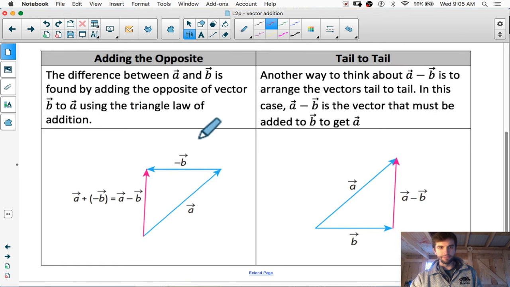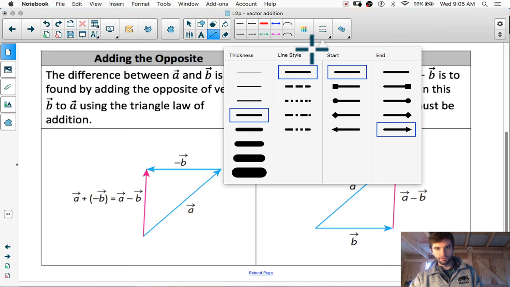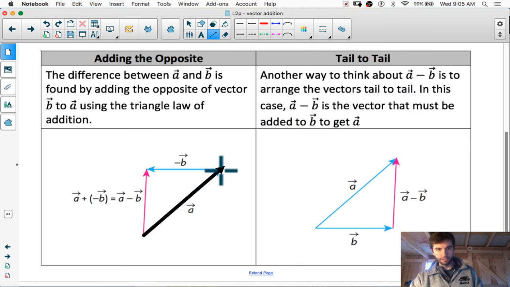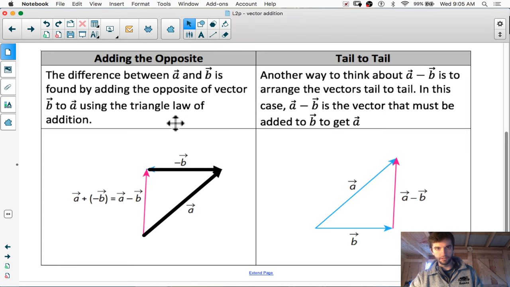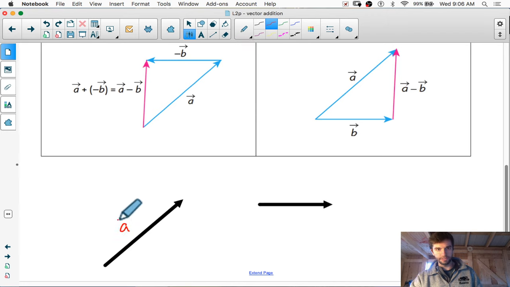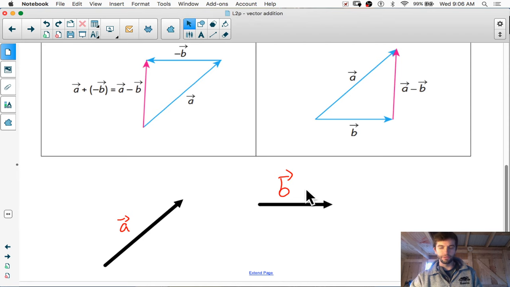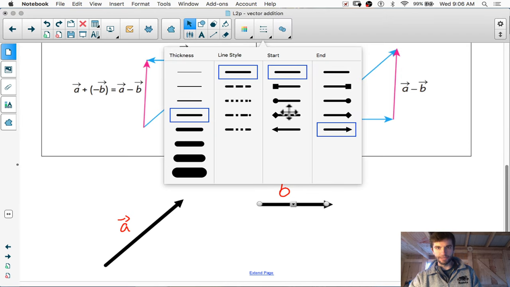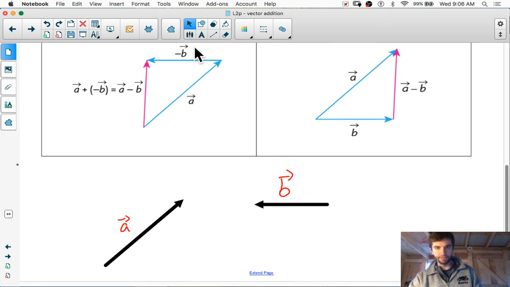So in this case, if we have vector A and B, let me just draw those below again. Here's vector A, and vector B is this one here. Let me move them so they're below. If I asked you to find A minus B, there's a couple options. Option number one would be to add the negative. So we take this vector and reverse its direction. Now it becomes negative B.